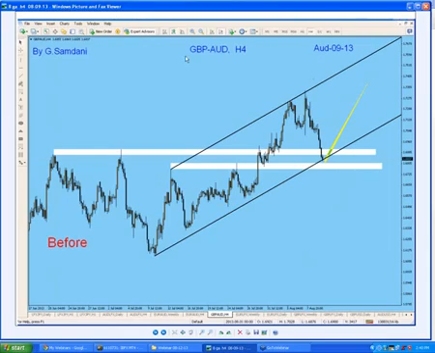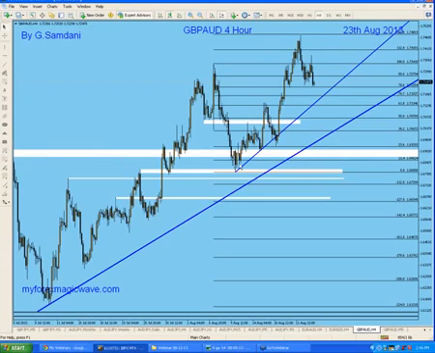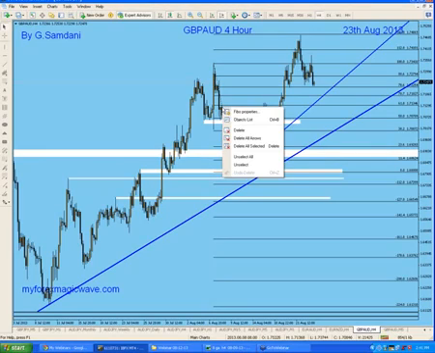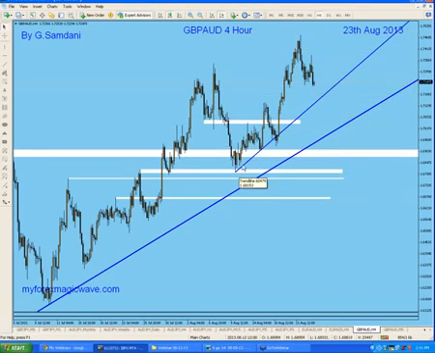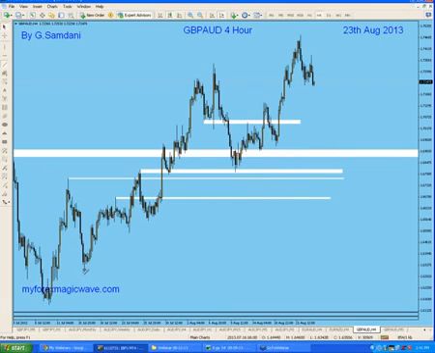So now, let's see this one, the pound Aussie chart. This is August the 9th, and the current situation on this pair is this. It went from here to here. Let me take out this confusion here, and let me show you how easy it was to take this big trade.